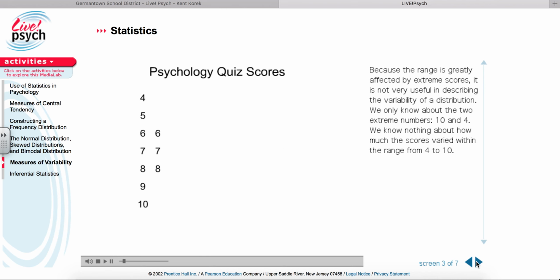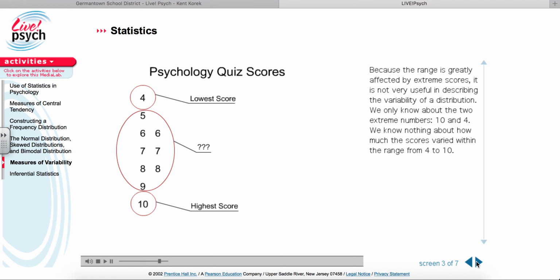Because the range is greatly affected by extreme scores, it is not very useful in describing the variability of a distribution. We only know about the two extreme numbers, 10 and 4. We know nothing about how much the scores varied within the range from 4 to 10.